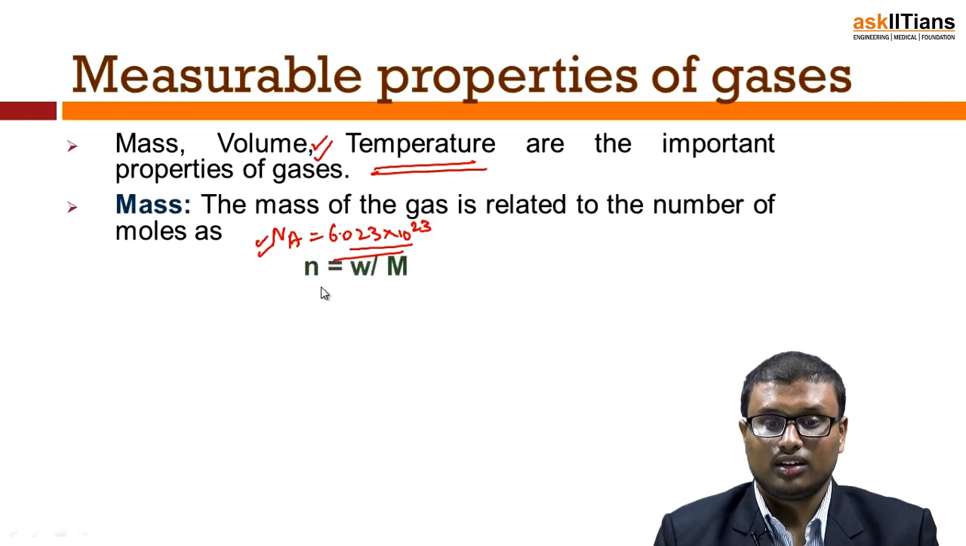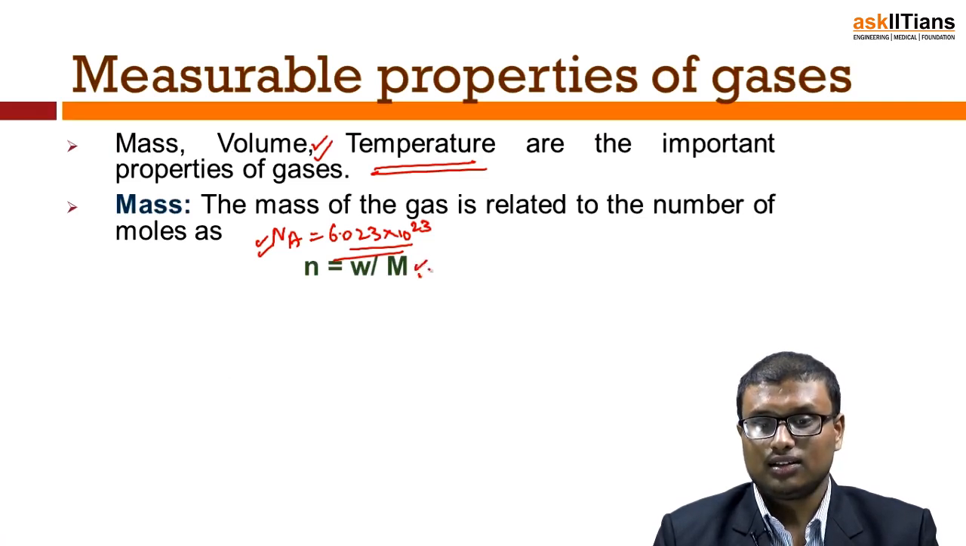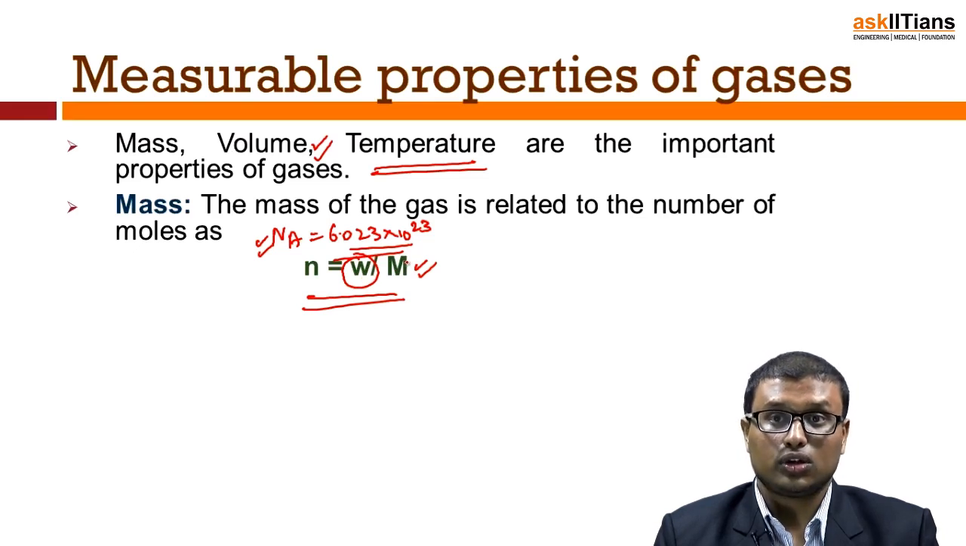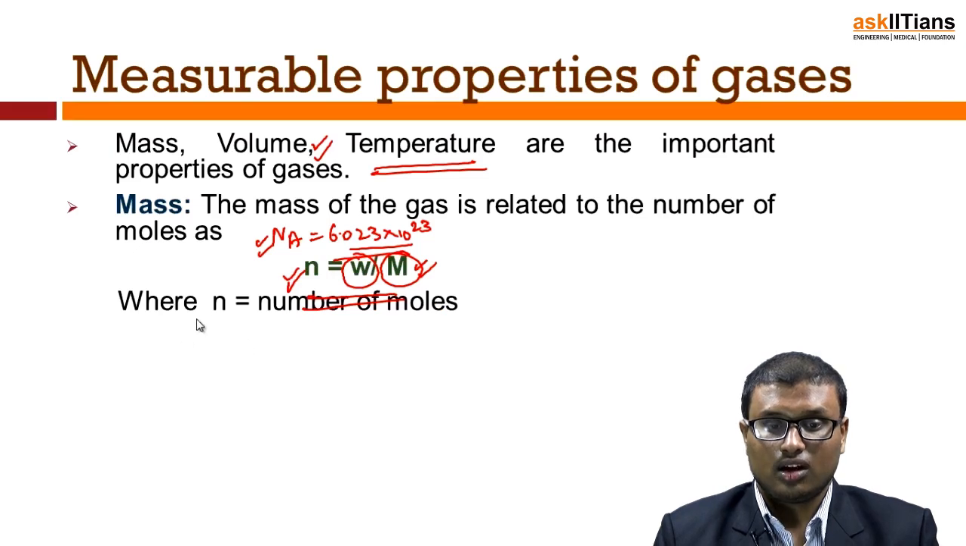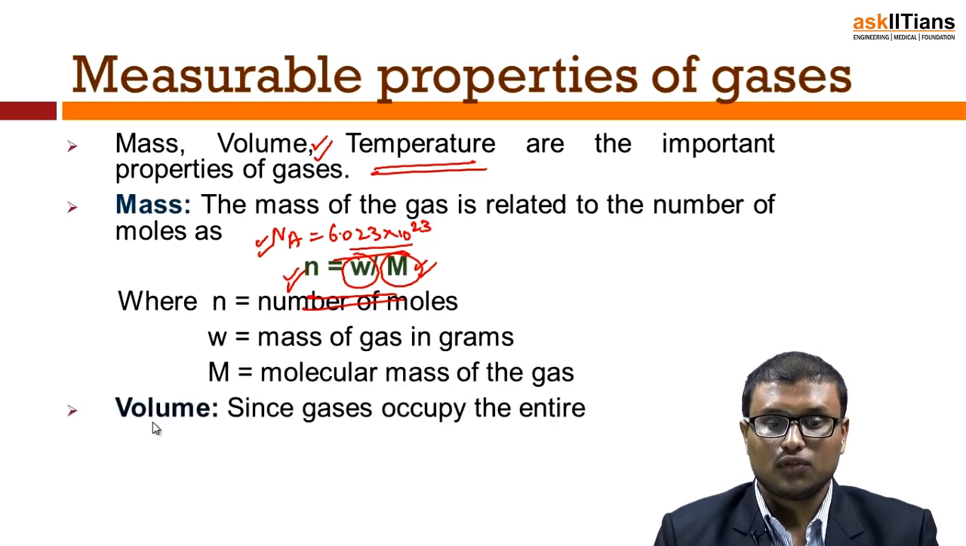How? n is W by M. W is the weight of the gas, and M is the molecular mass of the gas. So the number of moles is related to the mass of the gas, and you should also know the molecular weight to calculate the number of moles. Here n is the number of moles, W is the mass of gas in grams, and M is the molecular mass of the gas.